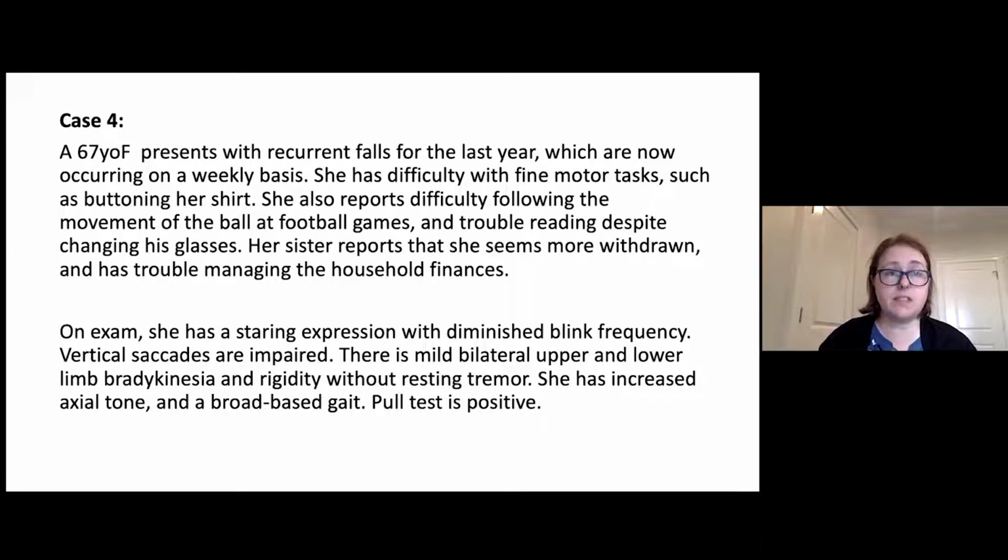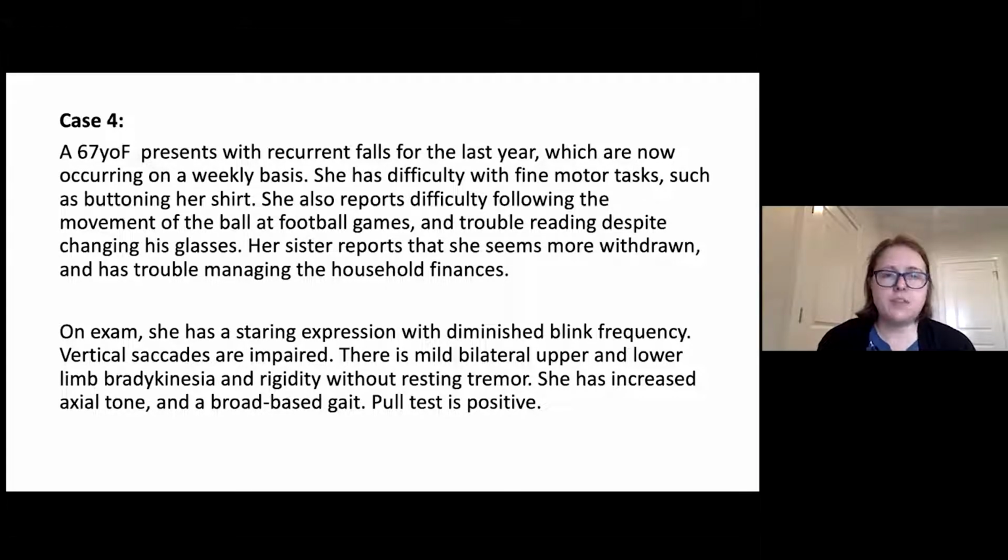That brings me to case 4. Case 4 is a 67-year-old female who presents with recurrent falls over the last year, now occurring on a weekly basis. She's got difficulty with fine motor tasks, such as buttoning her shirt. She also reports difficulty following the movement of the ball at football games, and trouble reading despite changing her glasses. Her sister reports that she seems more withdrawn, and she has trouble managing the household finances.